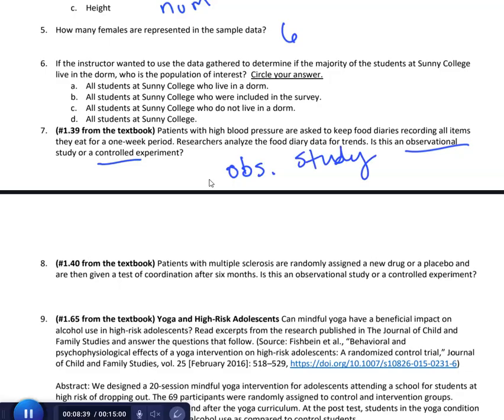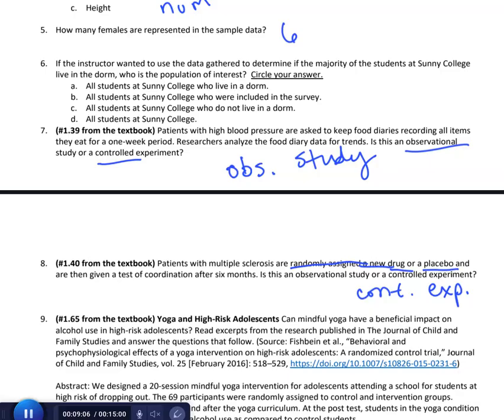Number 8, on the other hand, says patients with multiple sclerosis are randomly assigned. So when we assign to one group or another to either get a new drug or a placebo, and then are given a test of coordination after 6 months, that would be a controlled experiment because the researchers assigned everybody to one group or the other. So when people are assigned, that's going to be your controlled experiment.